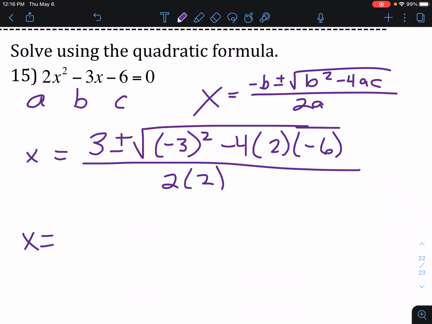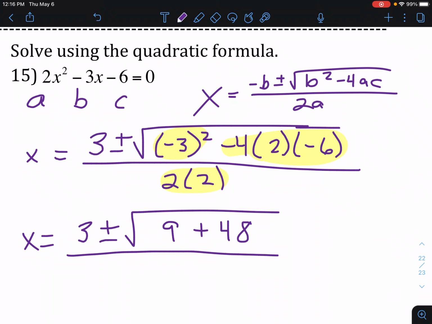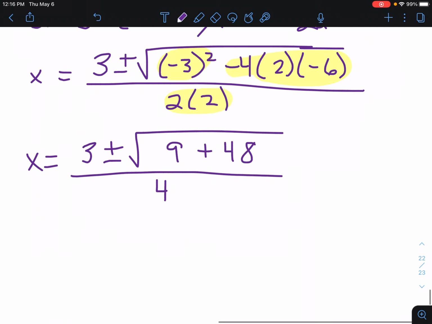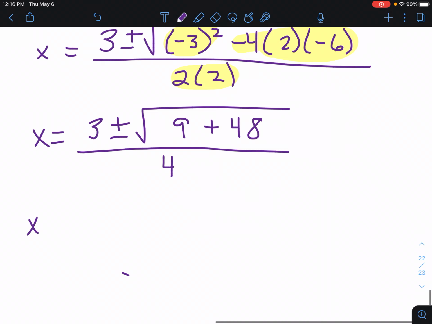Now, as I've taught you guys, you want to multiply 3 times in your first step. Here, squaring is multiplying. Here, multiply these three numbers and the two numbers at the bottom. So, negative 3 squared gets 9. Negative 4 times 2 is negative 8, times negative 6 is 48, so plus 48. And the denominator, 2 times 2 is 4. Now we want to get the radical down to one number. 9 plus 48 is 57.